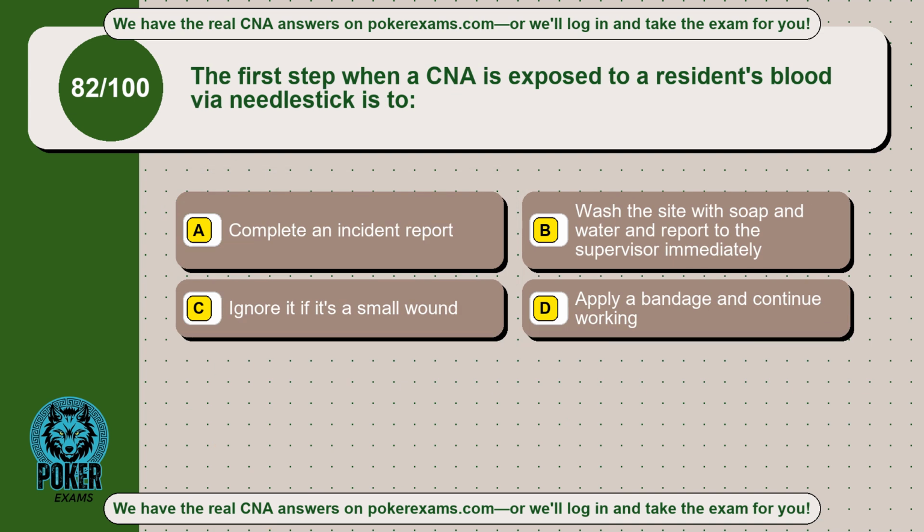Question 82. The first step when a CNA is exposed to a resident's blood by a needle stick is to: Option A, complete an incident report. Option B, wash the site with soap and water and report to the supervisor immediately. Option C, ignore it if it's a small wound. Option D, apply a bandage and continue working.